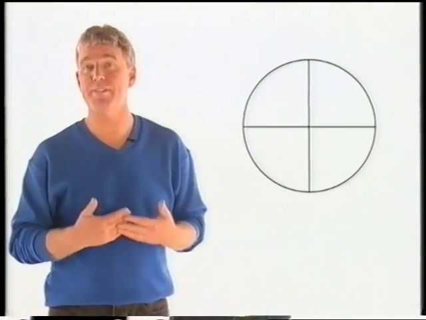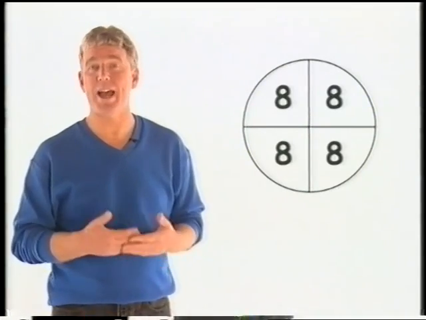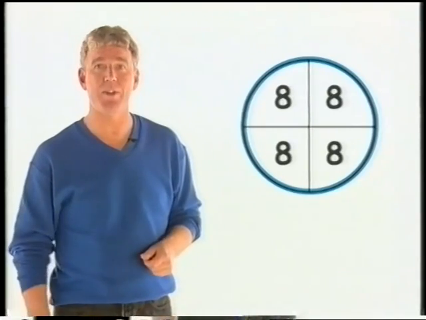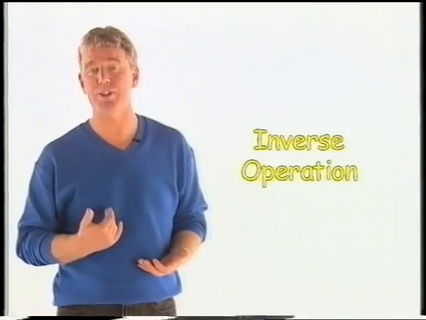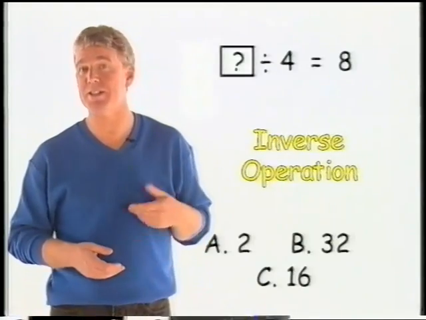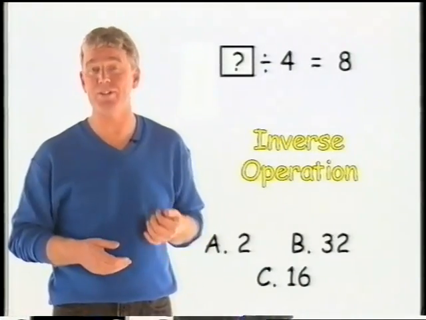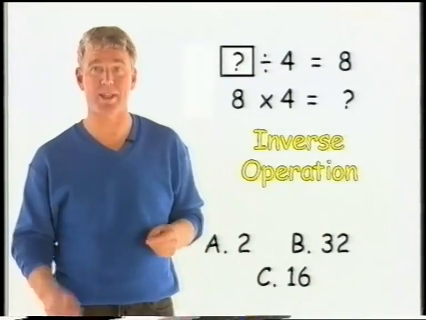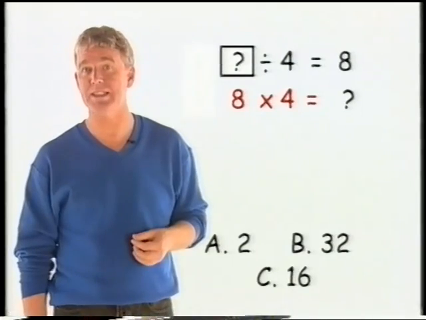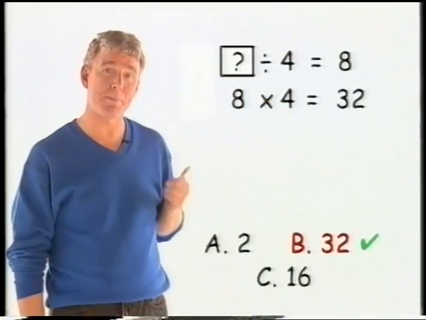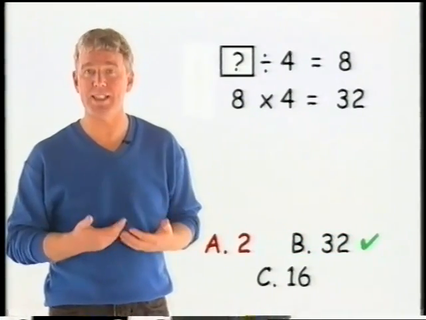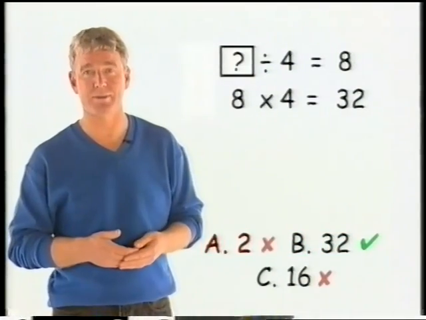Something divided by 4 is 8. So we have 4 parts, all worth 8, making one whole something. Now the opposite of division is multiplication, and in maths we call them inverse operations. So if something divided by 4 is 8, the inverse operation is that 8 multiplied by 4 equals the same something. 8 times 4 is 32. So B is the right answer. Now if you got A, 2, then you divided 8 by 4 instead of multiplying it.